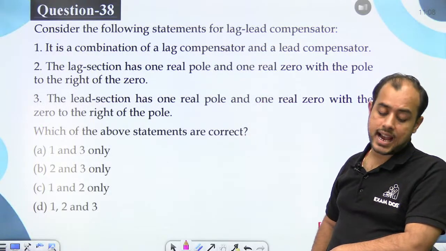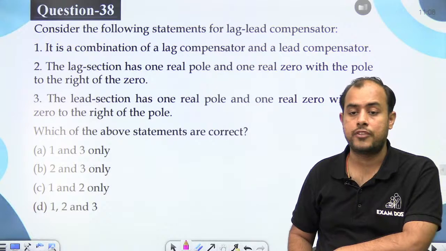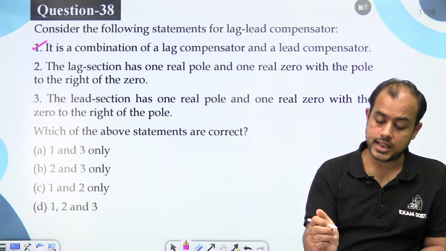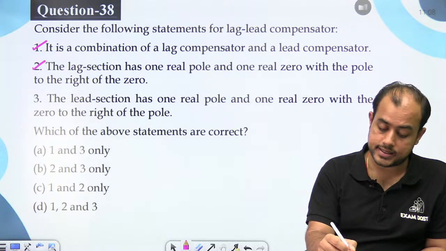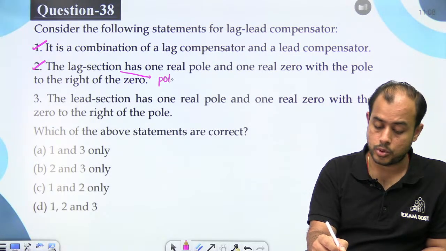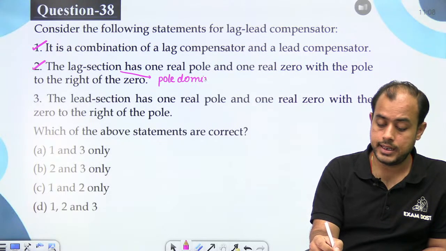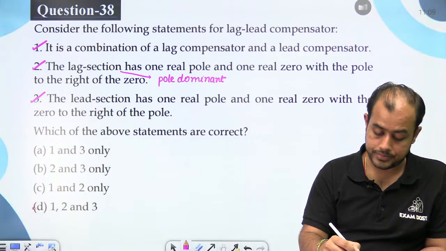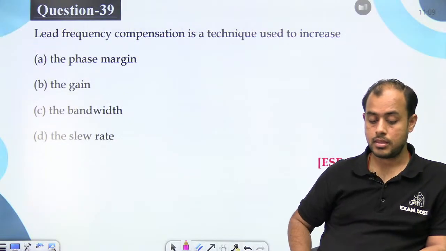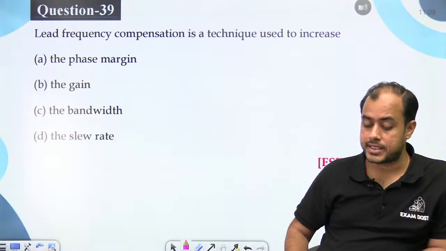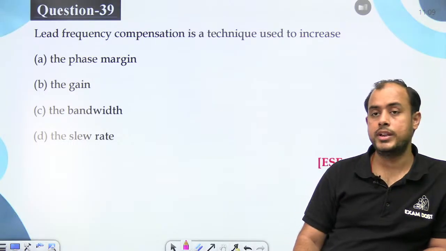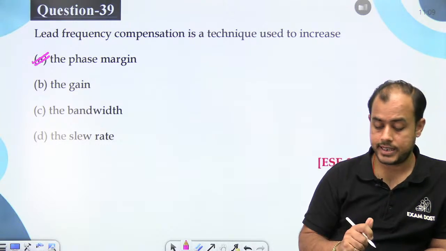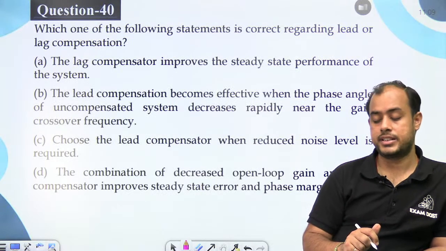ESE 21 lag lead compensator. Combination of lag and lead compensator. Yes. Lag section has pole to the right of zero. Yes. Lag section is pole dominant. Lead section has zero to the right of pole. Correct. D. Lead frequency compensation is a technique used to increase phase margin. Lead compensator increases the phase margin.